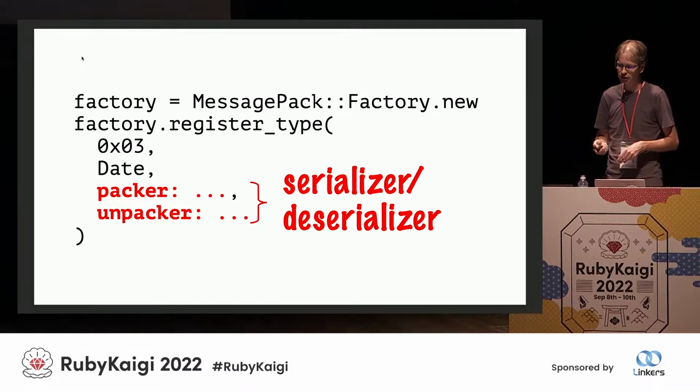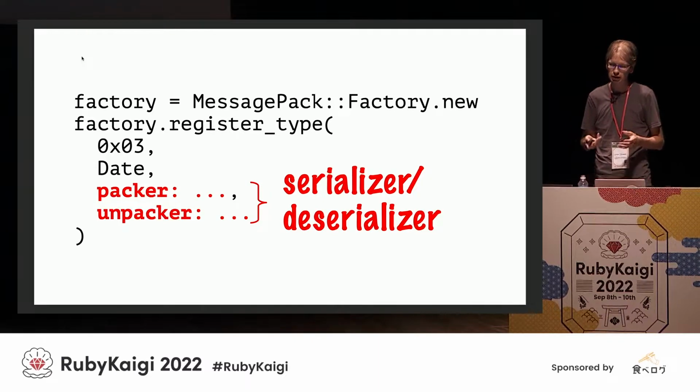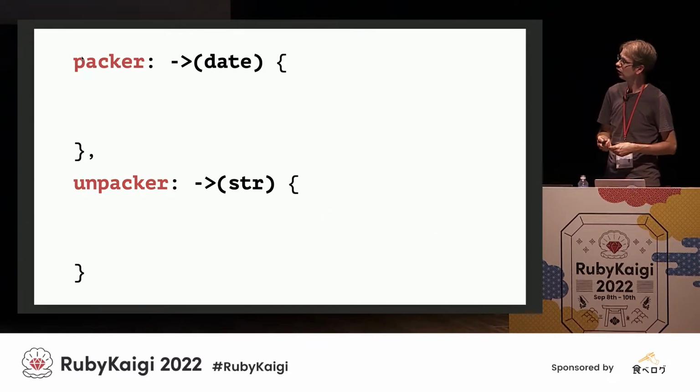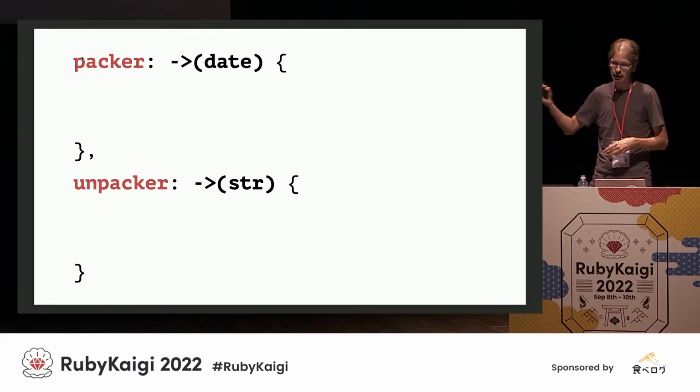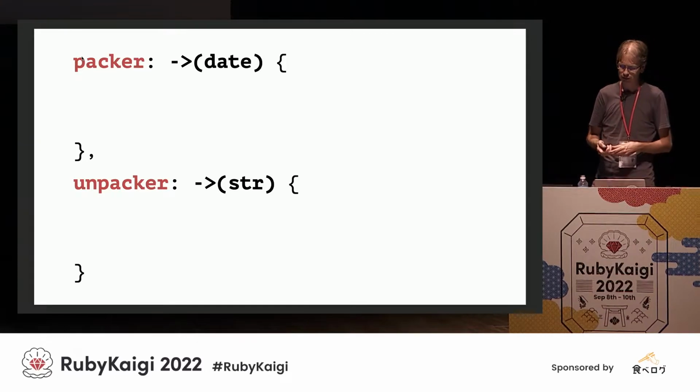So I'm going to show you what this is. This is actually an extension type that we use in production, the date type, and it's probably the simplest one we have, so I'm just going to show you that in detail. So here's the packer and unpacker. The packer takes a date object, returns a byte string. The unpacker takes a byte string and returns the date object.